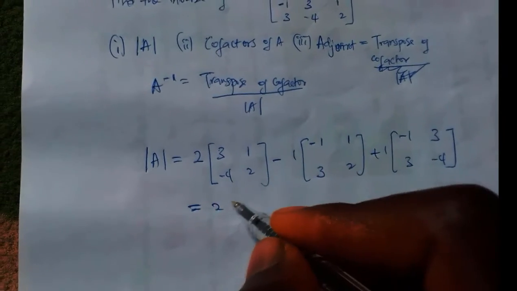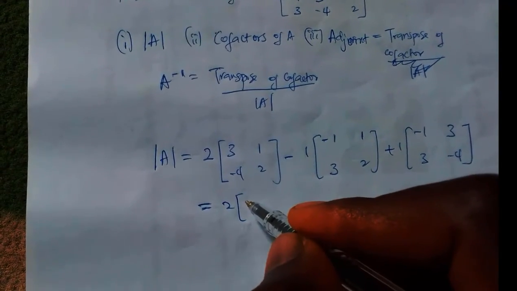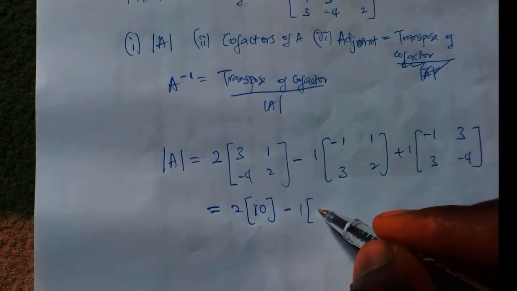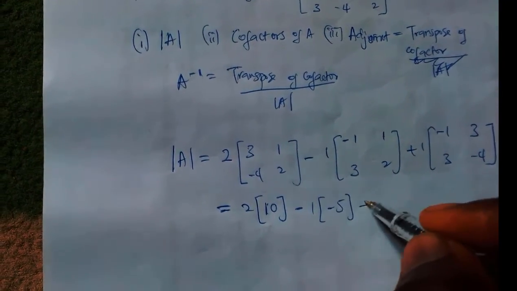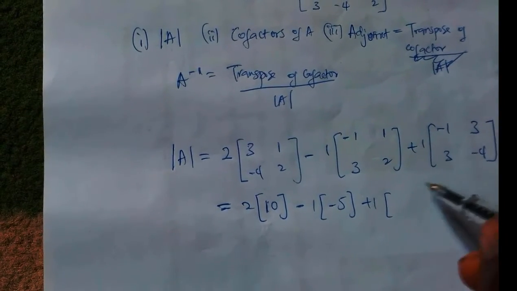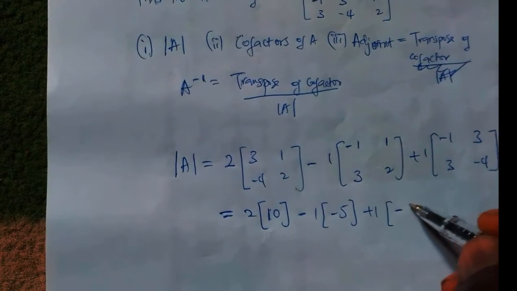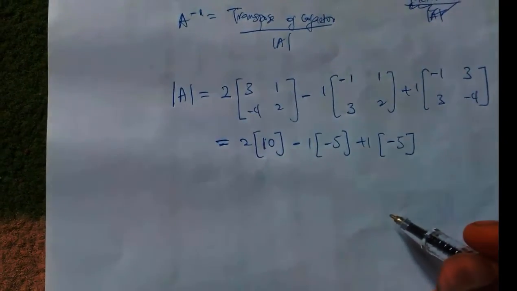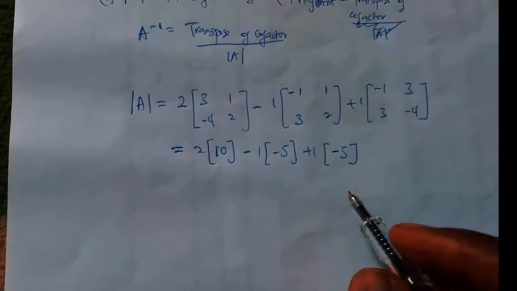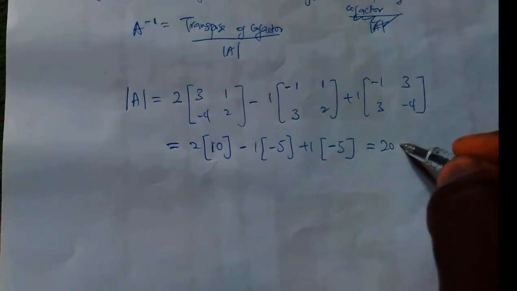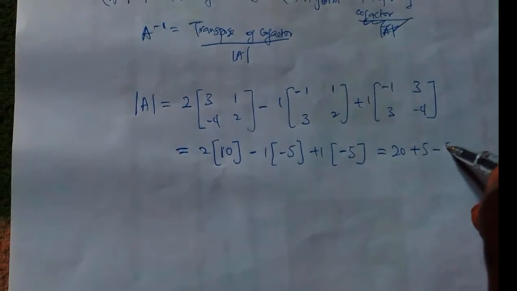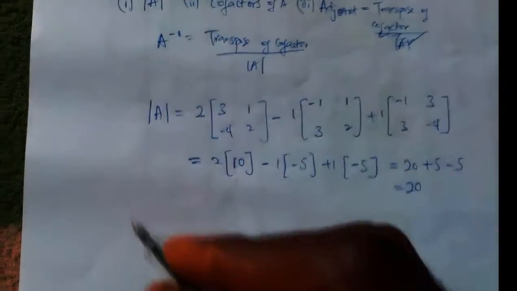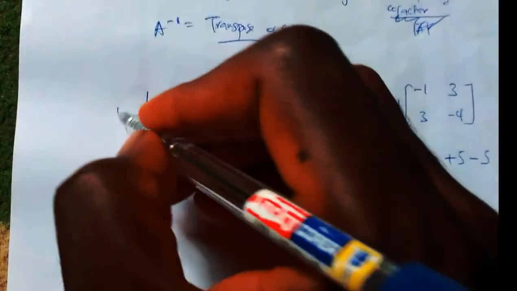Now on solving, we have 2 into 6 plus 4, that's 10. Minus 1 into minus 2 minus 3, that's minus 5. Plus 1 into 4 minus 9, that's minus 5. In this case, I'm going to have 20 plus 5 minus 5. So that gives us 20. My determinant there is 20.